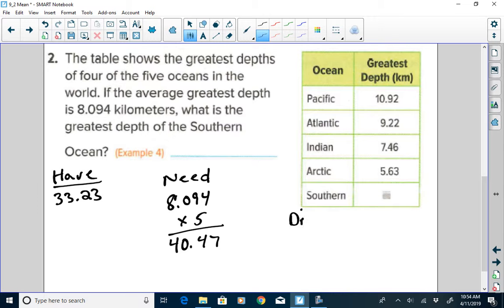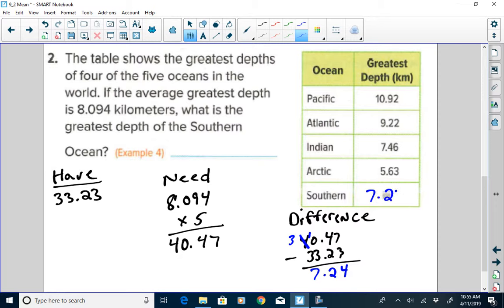Last step, find the difference. To find the difference, we just subtract those two numbers, 40.47 minus 33.23. And that's going to be 7.24. So the Southern Ocean must be 7.24, and those are kilometers.